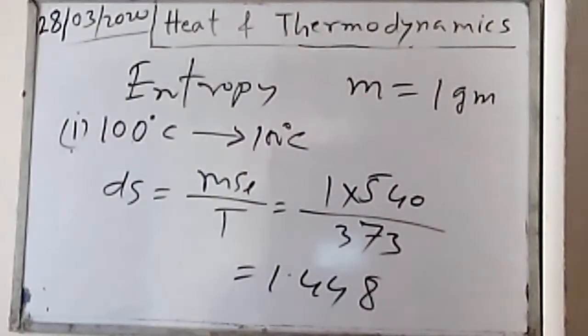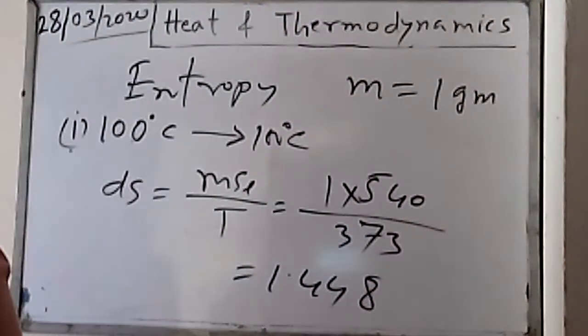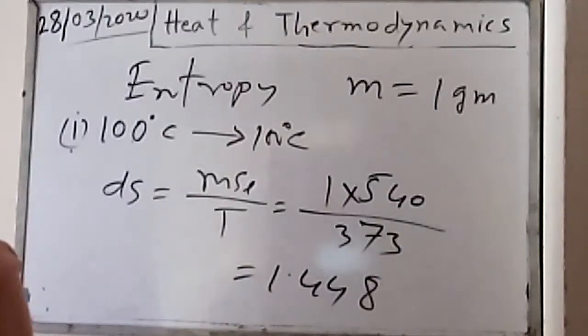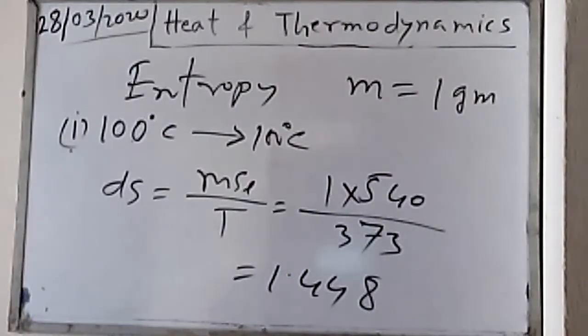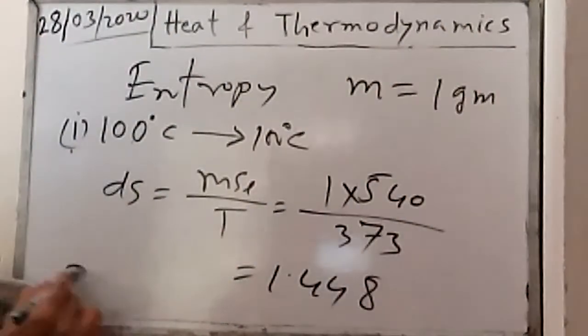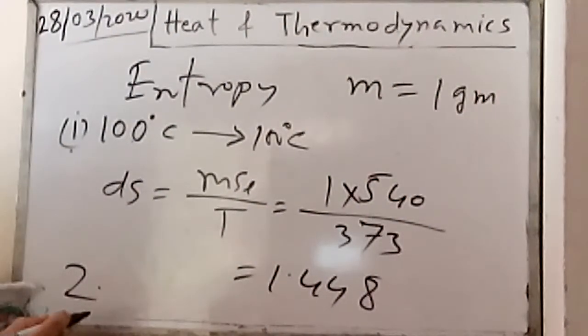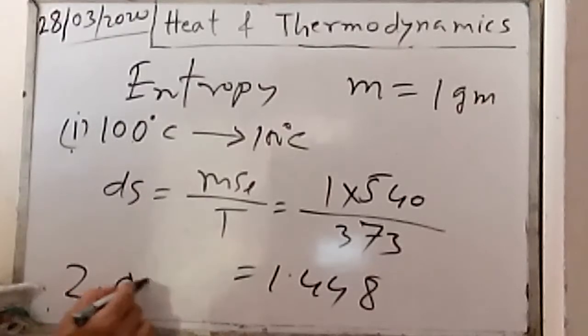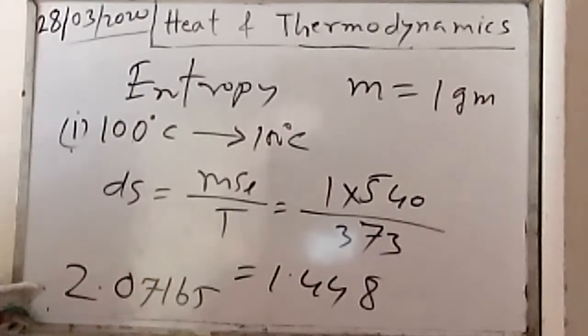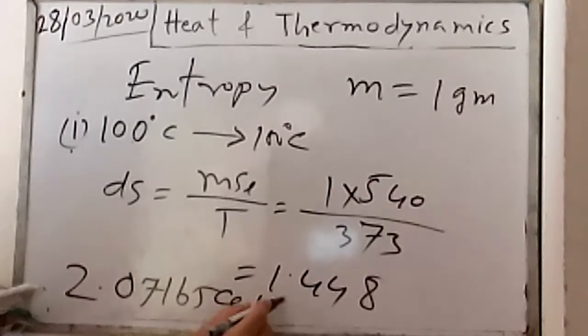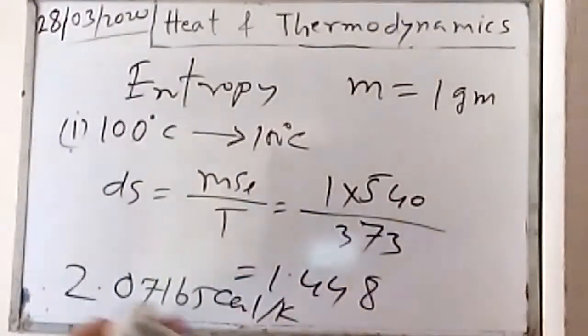And all of these three results you have to sum, so the total increase in entropy will be the sum of all three results. Adding them, you will get the final result 2.0707165 calorie per Kelvin. This will be the answer.